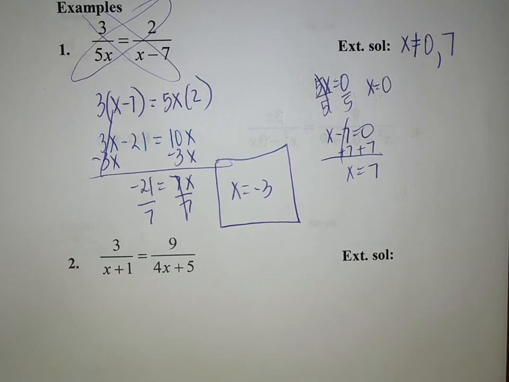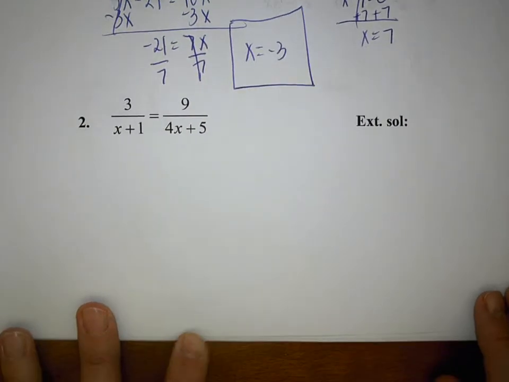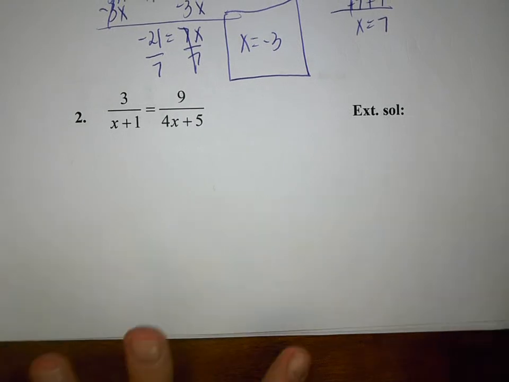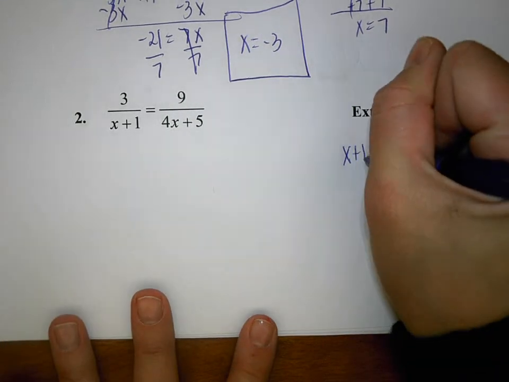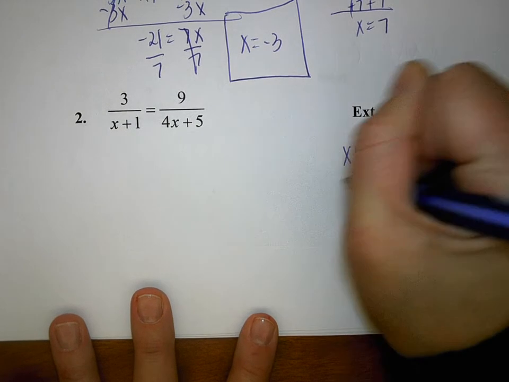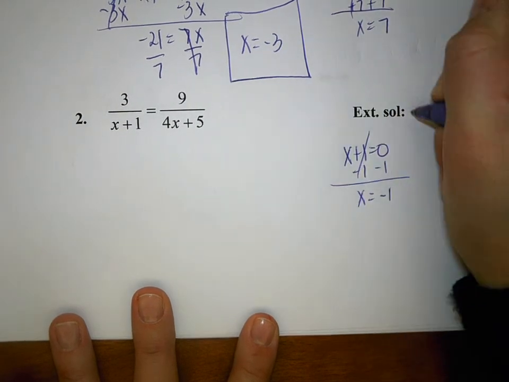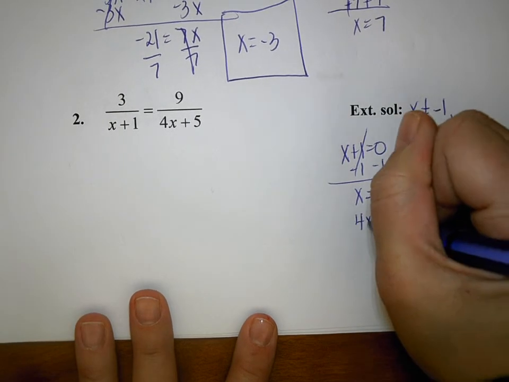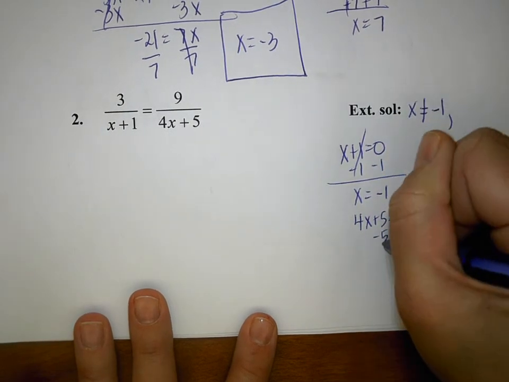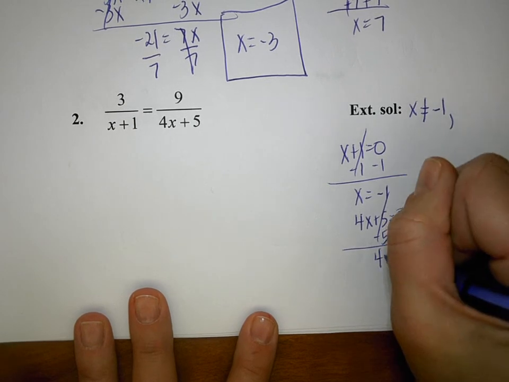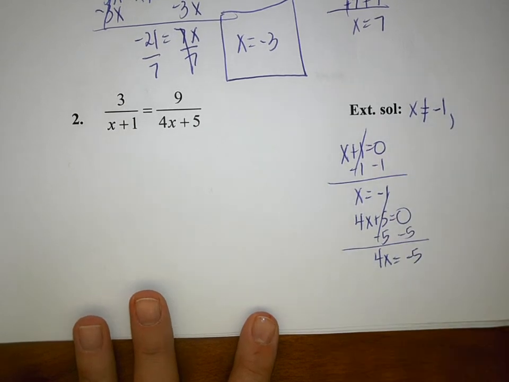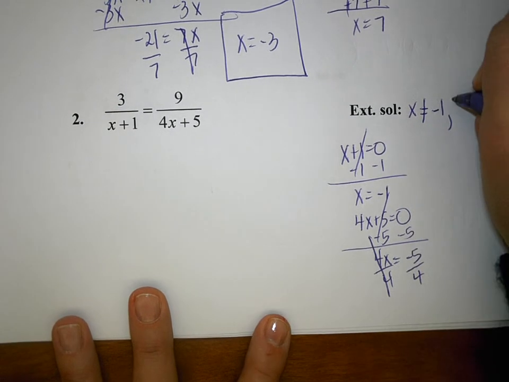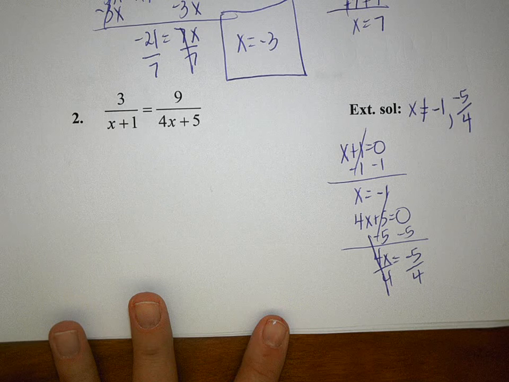Okay, example 2. First thing, let's figure out what the extraneous solutions are. We find the extraneous solutions by doing what? Good. Setting your denominators equal to 0. So one of my extraneous solutions is negative 1. So x cannot equal negative 1. And if I set 4x plus 5 equals 0, subtract 5 to both sides, we have 4x equals negative 5. And last, you would divide by 4. So the other value is negative 5 over 4.